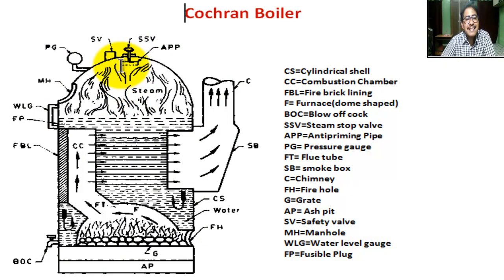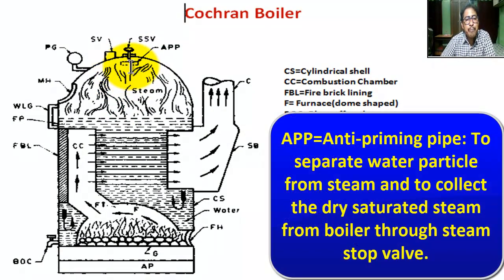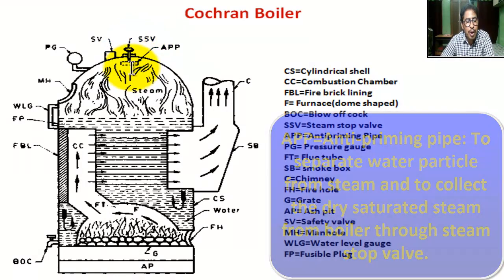Okay. This is the APP. APP means anti-priming pipe. Function of this pipe: it separates water particles from steam and collects dry saturated steam from the boiler through the steam stop valve.